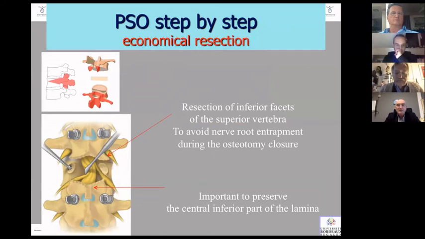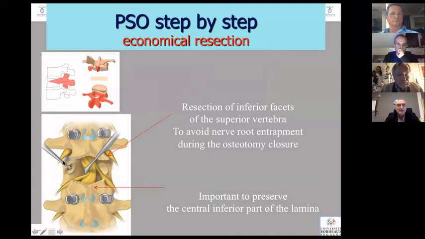And then you have to resect the inferior facet of the superior vertebra to avoid the nerve root entrapment during the osteotomy closure. This piece of bone here is very dangerous, so you have to remove it completely. On the lowest part, it is the same. You have to remove the facet there so that the nerve root will not be compressed.